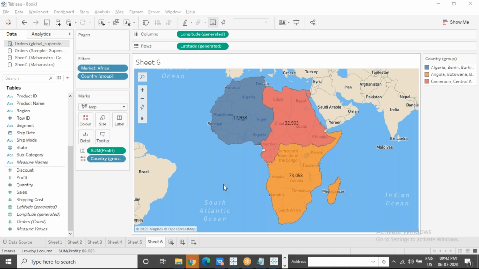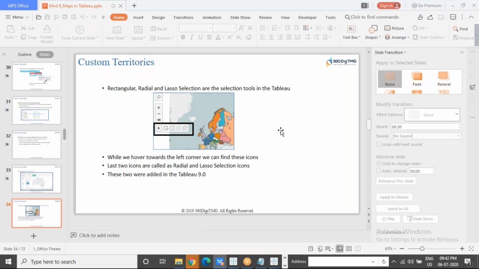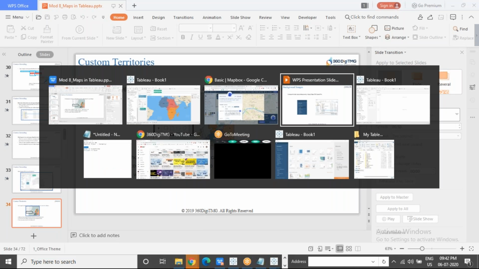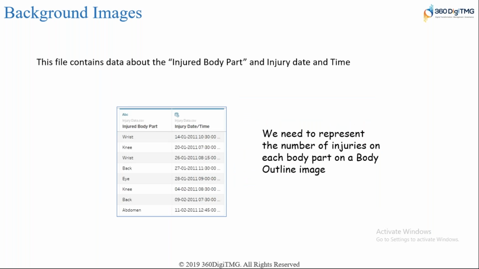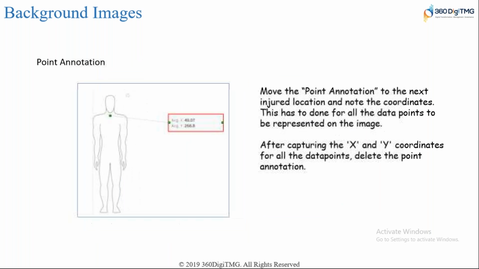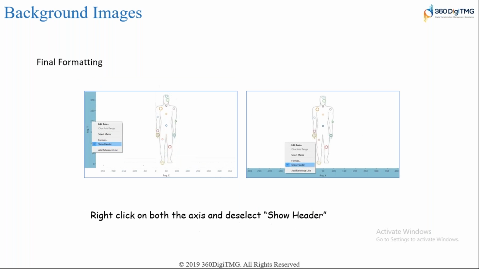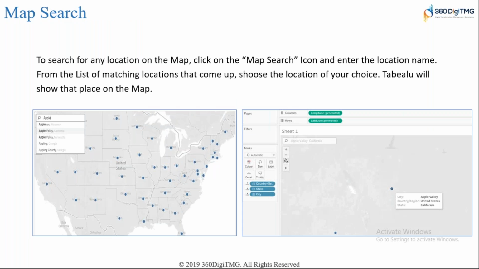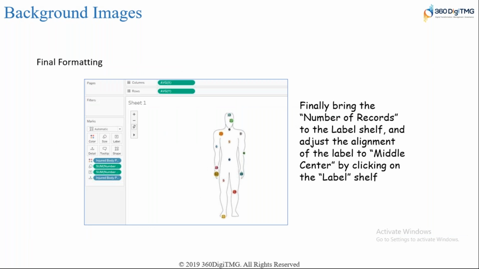Okay, so that is Mapbox. Now we are left with one last concept from this module, which is called background images. I will show you ultimately what we have to achieve. Background image is a very interesting concept that will help you to add more context to your data.